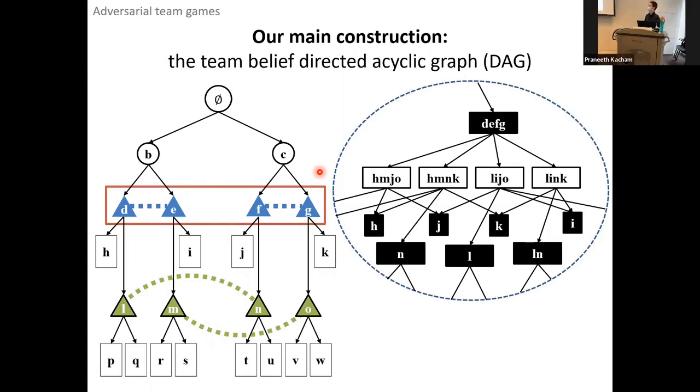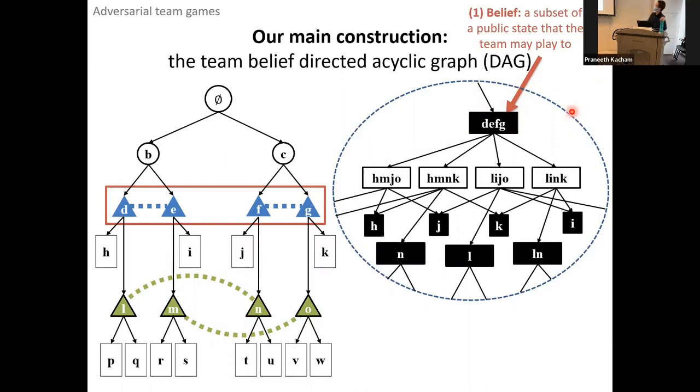We have two different types of nodes and two different types of edges. The black nodes I'll call beliefs. A belief is a subset of the public state that a team may play to. So in this case, if I look at this public state here, the team hasn't made any decisions yet. So by definition, the team must play to all four of these nodes. So there is only one belief in that public state, namely all four of these nodes.